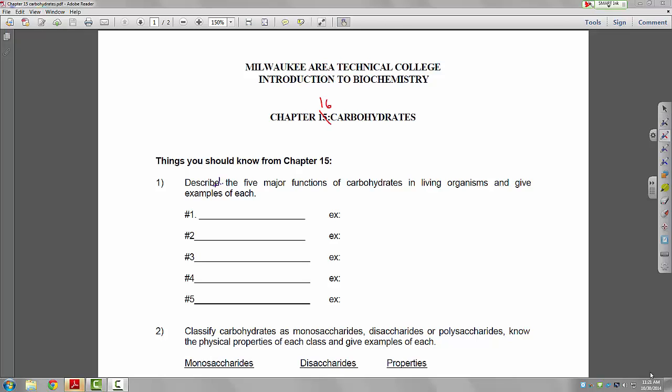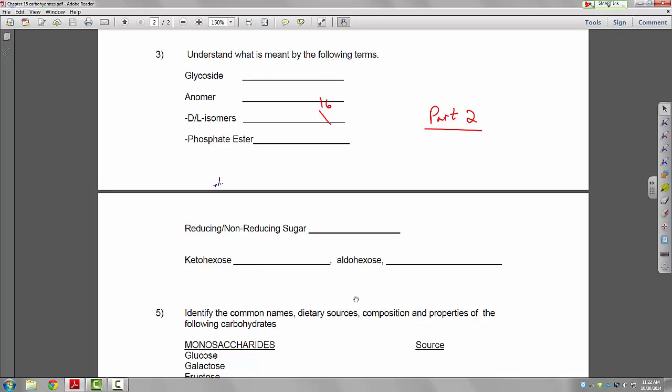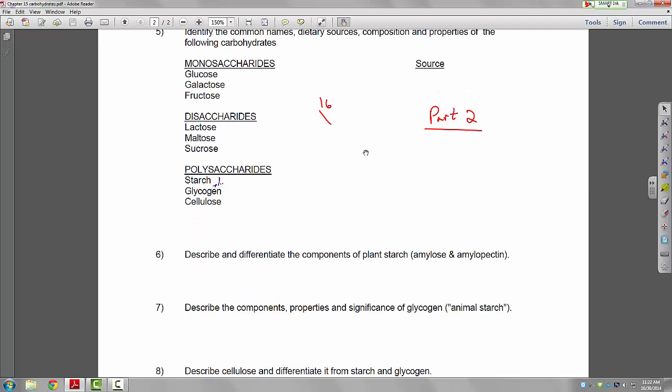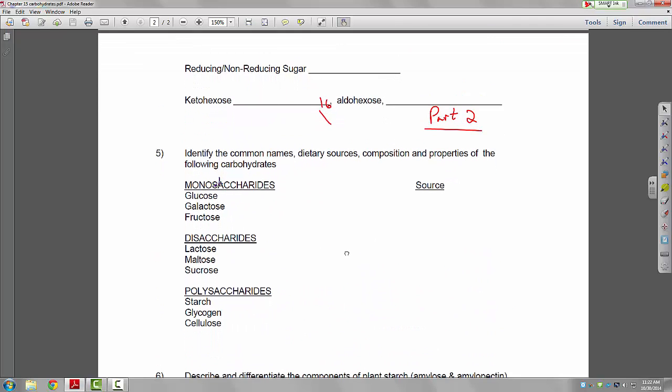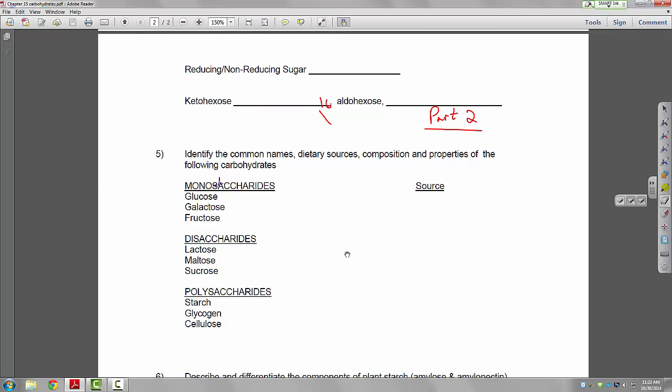Okay, welcome to part 2 of this review for chapter 16 in carbohydrates. In the first part, we covered this first page. All right. Now we will complete this document and finish the second page.